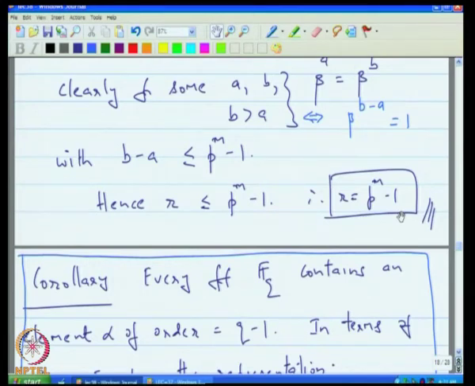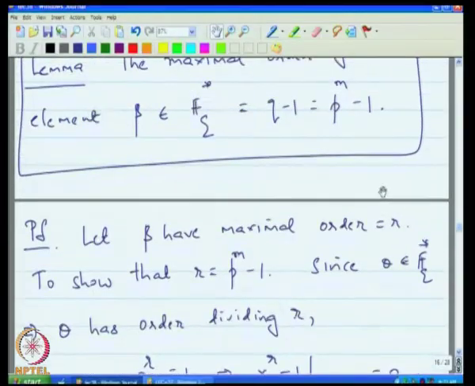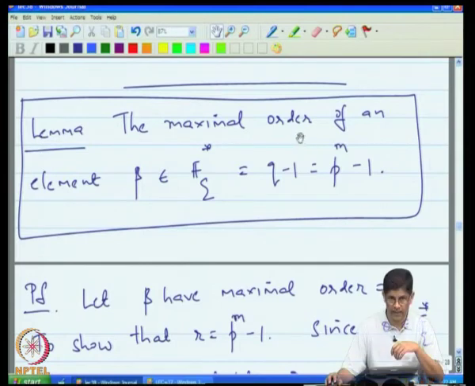Now, it is possible that I went a little faster than you might have liked, but the end result is easy to keep in mind. It just says that if you look at all the non-zero elements in a finite field, you look at all their orders and you pick the largest order of a non-zero element, that number is precisely 1 less than the size of the field.